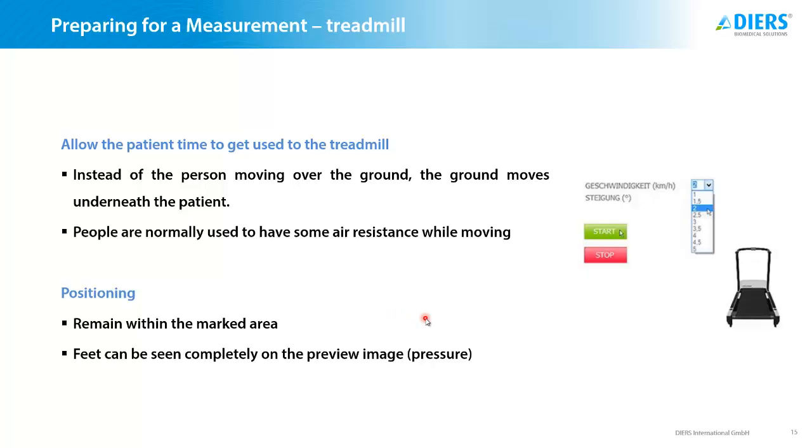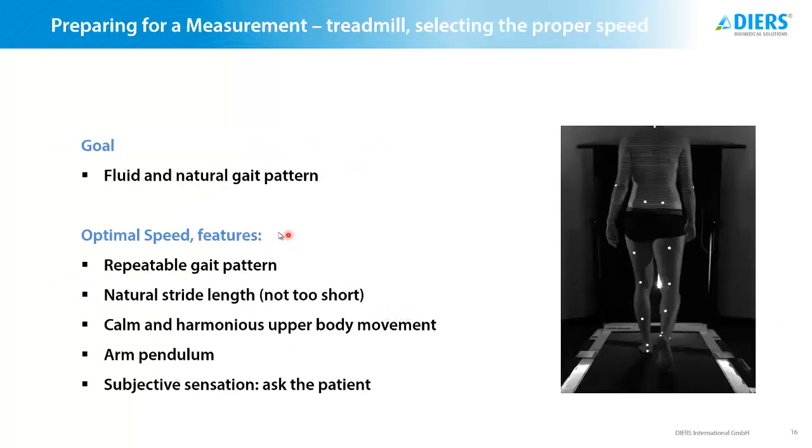Now, people walking on a treadmill have to remain within the marked area and the feet have to be seen completely on the preview image in the pressure software. But if you stay within the marked area, the feet will always be within the pressure area. Achieve a fluid, natural gait. As I said, you want to get an infinite gateway where you can compare the different contacts between each other. That's the main advantage of using the treadmill.